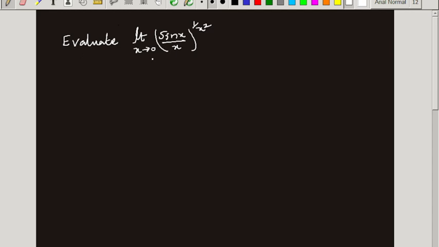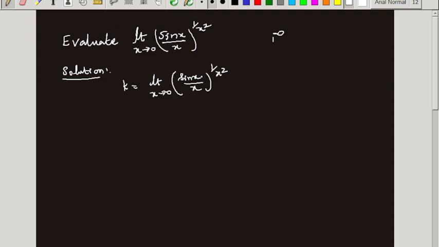Evaluate limit x tends to 0 of (sin x by x) whole power 1 by x square. So here if we apply limit x tends to 0, limit sin x by x is nothing but 1 and the power we are getting 1 by 0, it is nothing but 1 by infinity. So if we want to solve this one, first we consider this as k equal to limit x tends to 0 of (sin x dividing by x) whole power 1 by x square.